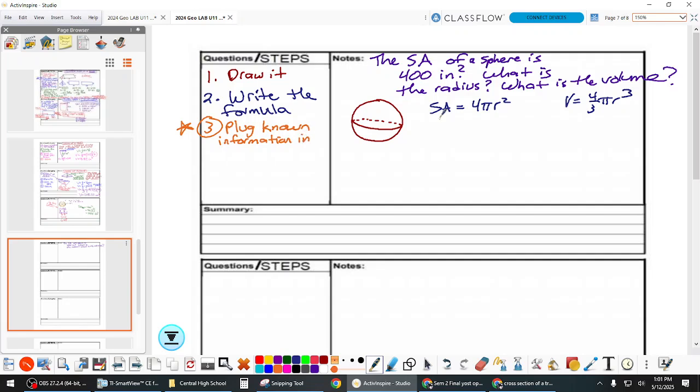So the only thing we know is surface area is 400. But that's all we need to solve for something. Okay? In this case, we're solving for the radius. So step 4, solve for unknowns. How do we get that radius by itself?